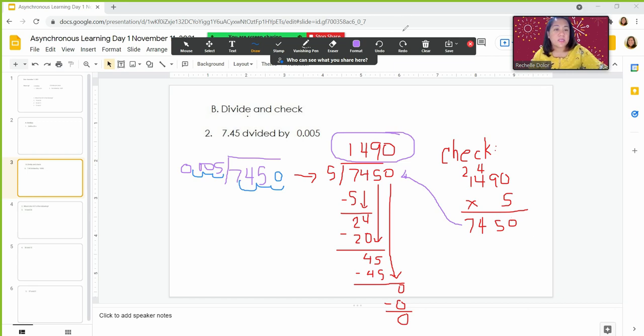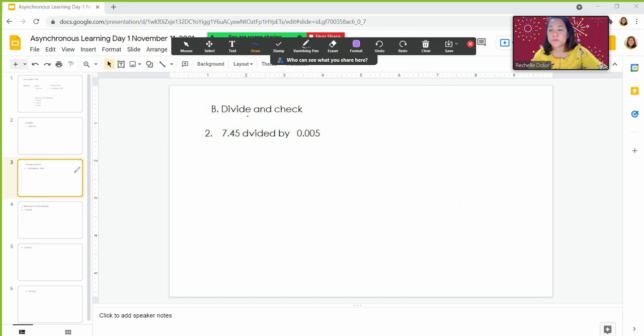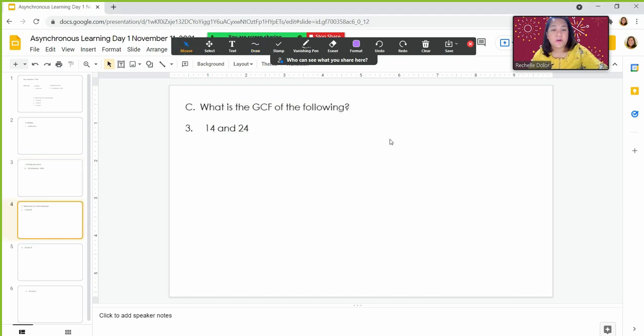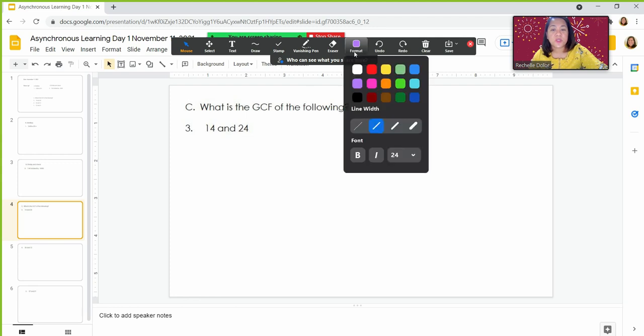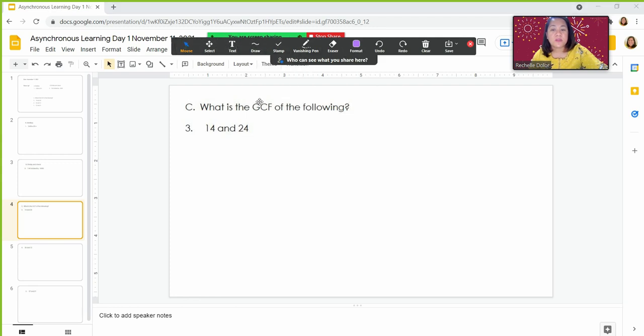Alright, let's move on to the next question. What is the GCF of the following? What's the meaning of GCF? GCF is greatest common factor, right? So write it down on your notebook: greatest common factor. My handwriting is not good.